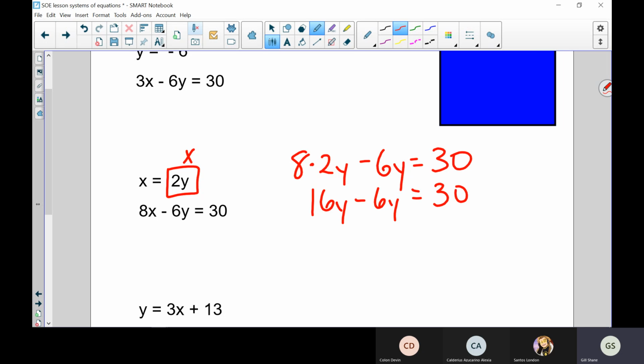Well, we don't have any variables over here. We don't need to do anything with variables over here. We just need to combine these. Those are just like terms. You have 16y subtract 6y, that's 10y. Think of it as a physical thing. 16 yo-yos, that starts with y. 16 yo-yos. I subtract 6 yo-yos. I have 10 yo-yos left.